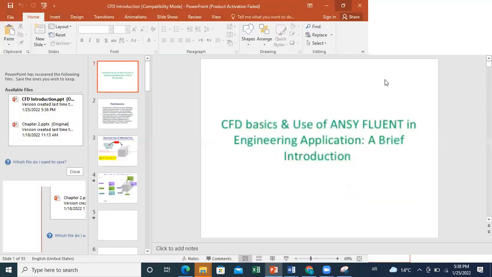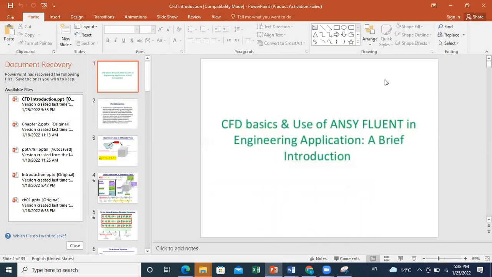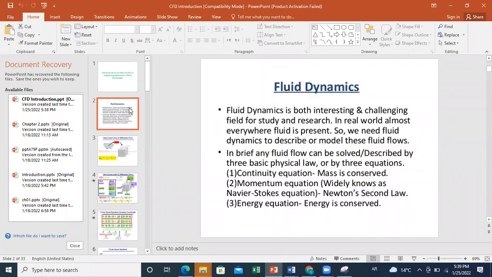So in this session, we will introduce CFD basics and the use of ANSYS Fluent in engineering applications. To start with, fluid dynamics is both an interesting and challenging field for study and research. In the real world, almost everywhere fluid is present. So we need fluid dynamics to describe or model these fluid flows.